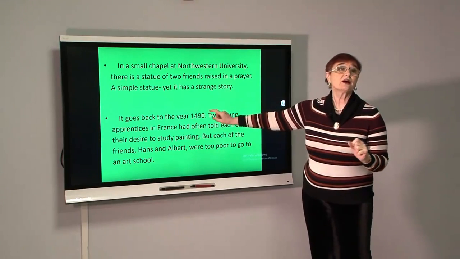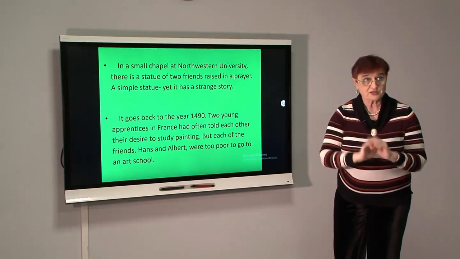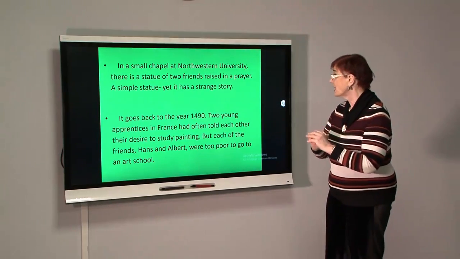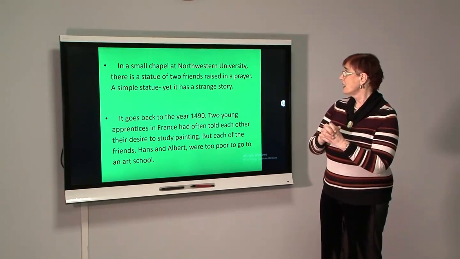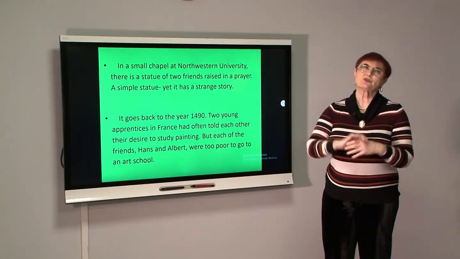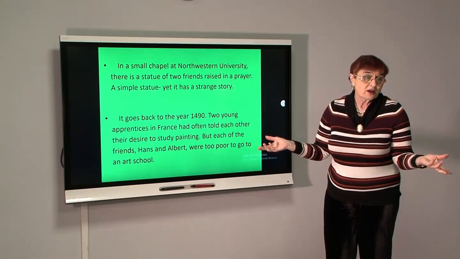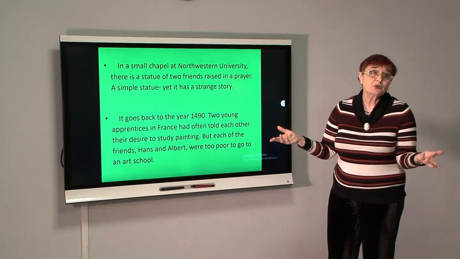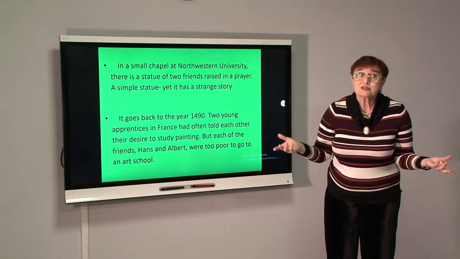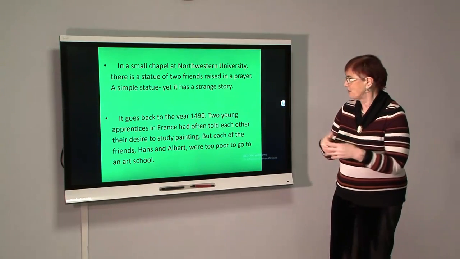It goes back to 1490. Two young apprentices, Albrecht Dürer and his friend, wanted very much to study painting. It was their great desire, but they didn't have enough money. They couldn't go anywhere to study painting. They wanted very much to go to Venice to study painting.